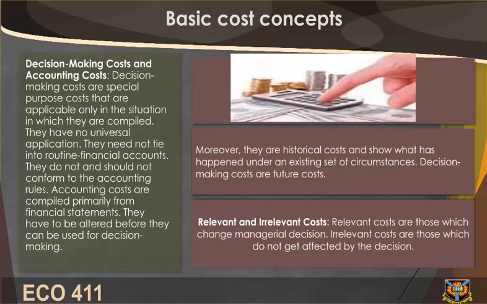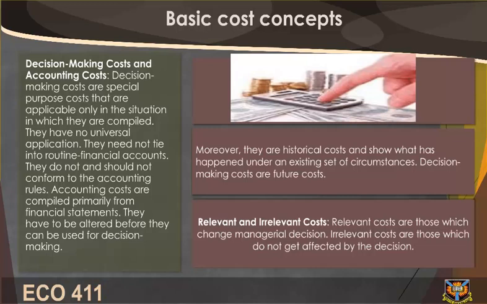Accounting costs are compiled primarily for financial statements. They have to be altered before they can be used for decision making. Moreover, they are historical costs and show what has happened under an existing set of circumstances. Decision-making costs are future costs.